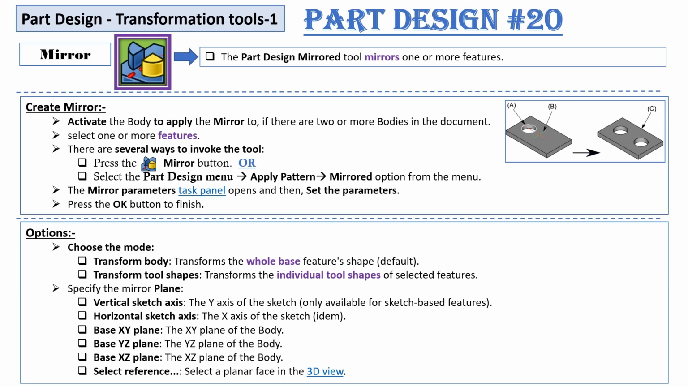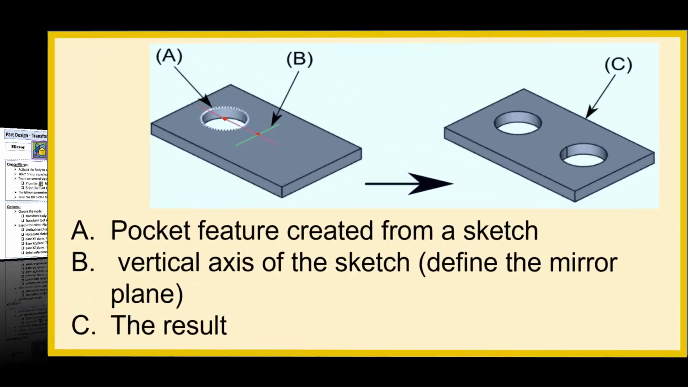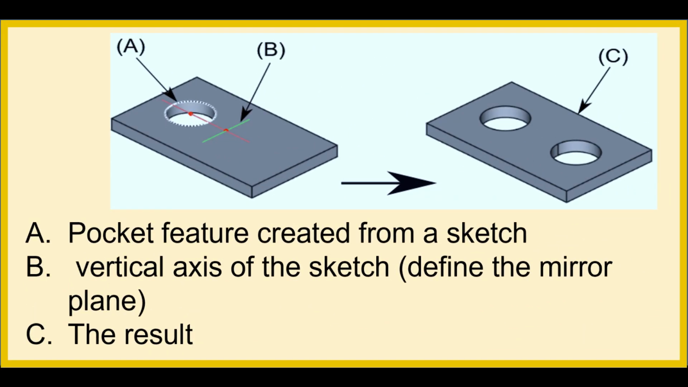In this part of the presentation, you find the definitions of the mirror options like mode and mirror plane. Transform body means transform the whole body, and transform shape means transform the individual shapes. This picture shows the option transform shape. Only the whole is about the axis be transformed.